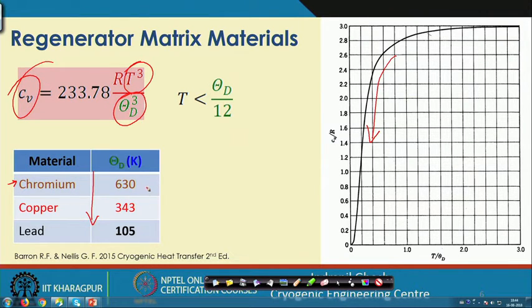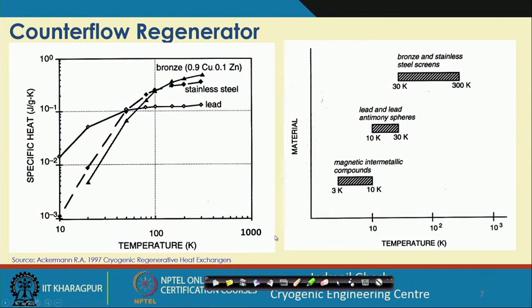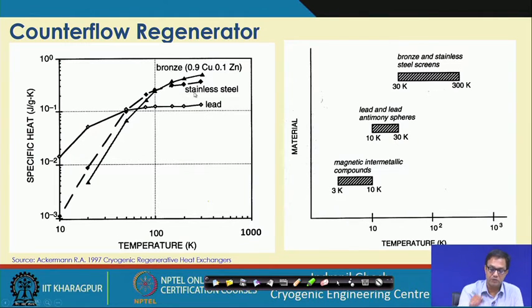So, they are having typical theta D. If we look into the specific heat variation of such materials, this is the typical temperature variation of the specific heat of bronze, stainless steel and lead. Above or near room temperature it becomes 3R, that is the Dulong-Petit law, but at low temperature it follows the T cube law, and it falls quite rapidly.